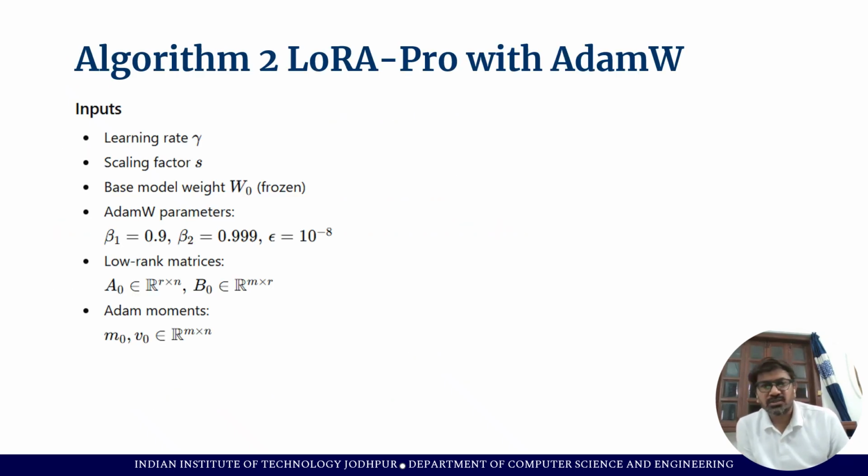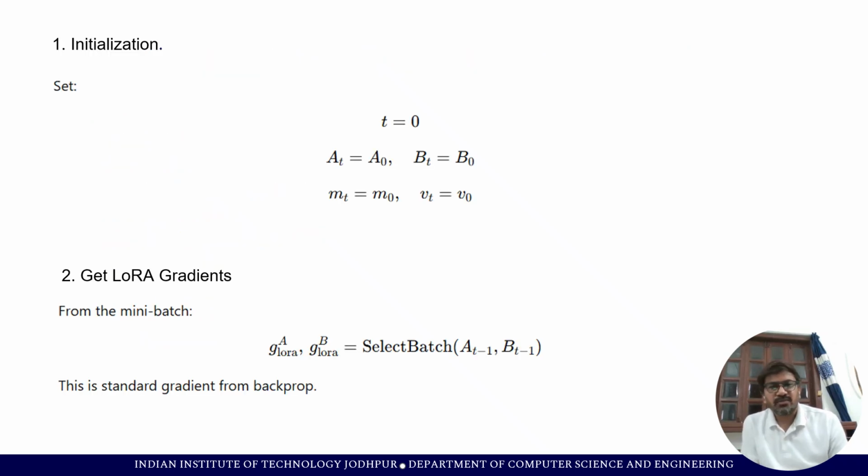So now let's go to Algorithm 2, LoRA-Pro with AdamW. While SGD is great for theory, modern large language models use AdamW. So the paper provides a modified algorithm specifically for AdamW, which is what we use in practice. Steps 1 and 2 in this slide: first, we initialize similar to the SGD version. We start by initializing our matrices and momentum vectors. In the loop, we perform forward and backward passes to get the standard LoRA gradients for A and B.